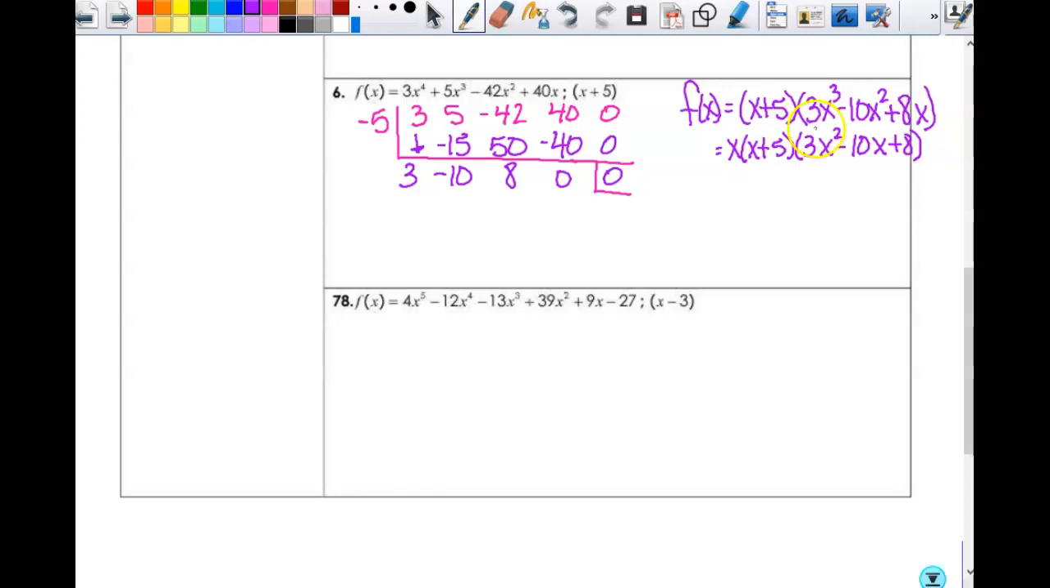Oh, I factored an x out of here. The GCF, I just put it in the front. Yeah. It doesn't have to be in the front, but for me, if it's not in the front, then I lose it in the parentheses and stuff.